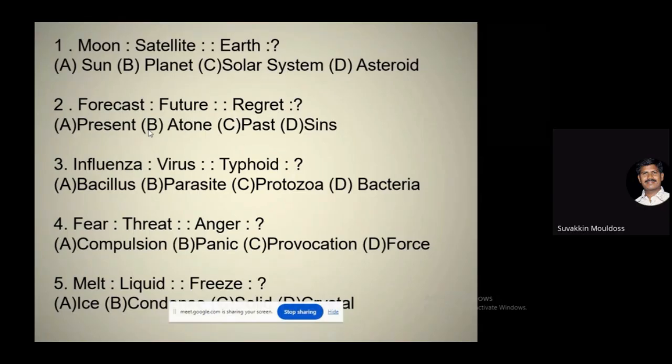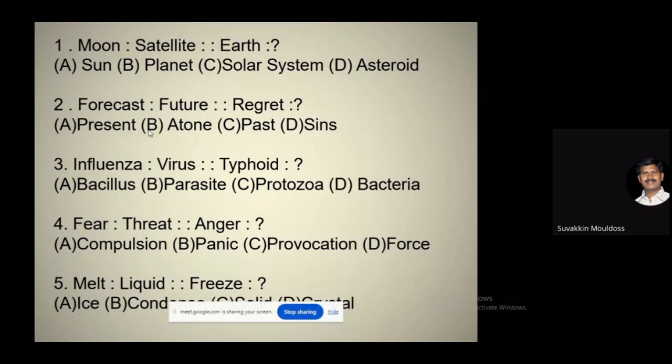Moon, satellite, earth. What comes next? I'm giving the explanation for you. Moon is related to satellite, in the same way planet. Okay, very good, that's correct. Moon is the natural satellite, and Earth is the planet. So there is a relationship between these two. In the same way, we have to find another relationship.